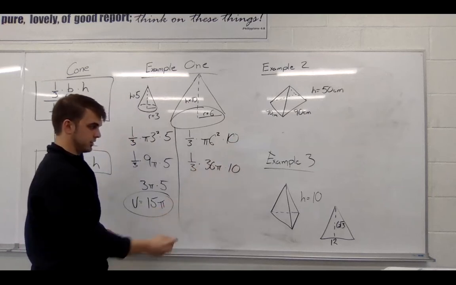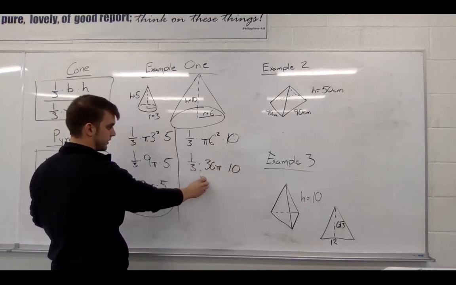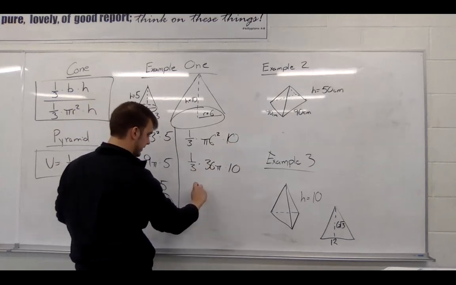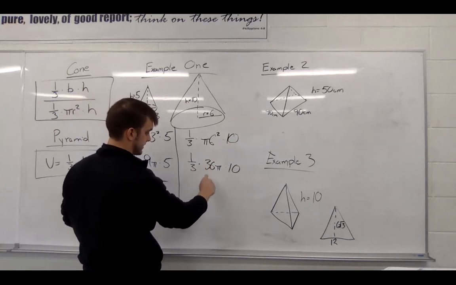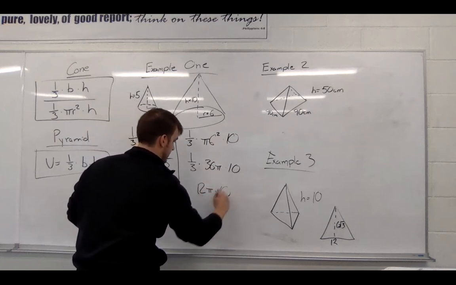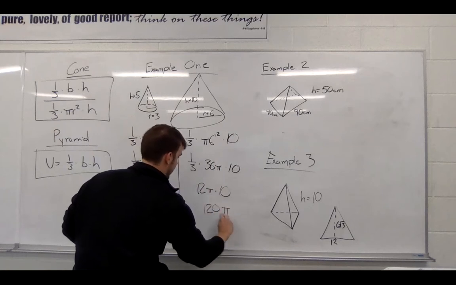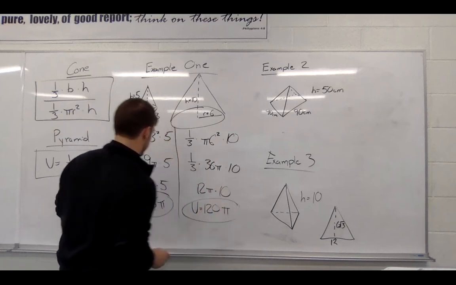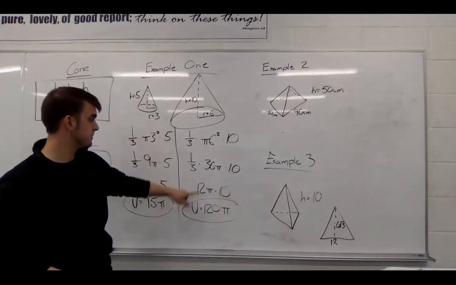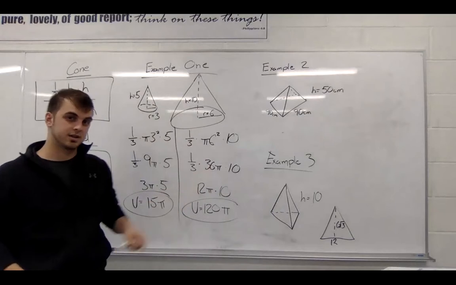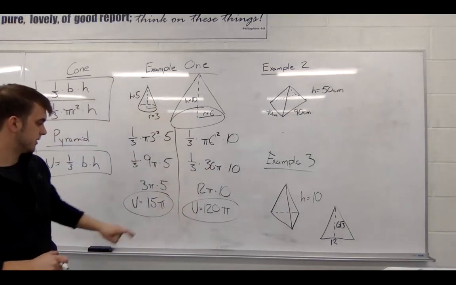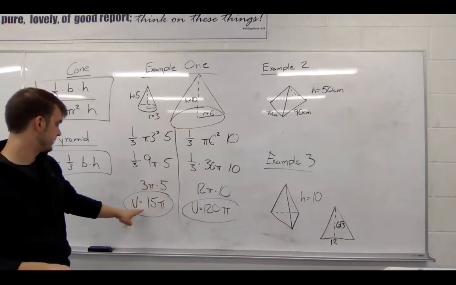Now again, you have the option. You can do 36 times 10, or you can do 1/3 times 36. I'm going to do that because it's a little easier for me. So 1/3 times 36, that means 36 divided by 3 is 12 pi times 10 equals 120 pi for the volume. So you compare the two. You have 15 pi for the volume of this one and 120 pi for this one. So this is not half the size of this one. It's not even close. So the first part of the question is answered. We figured out the volume for both of them.